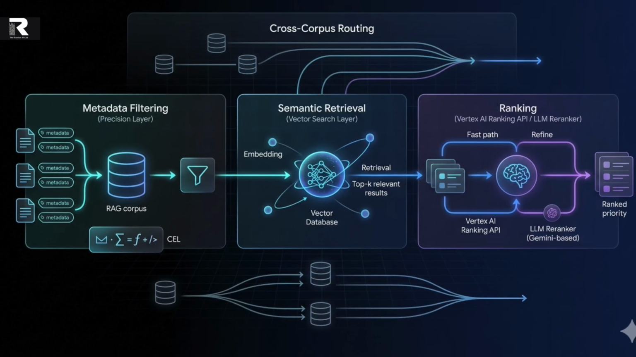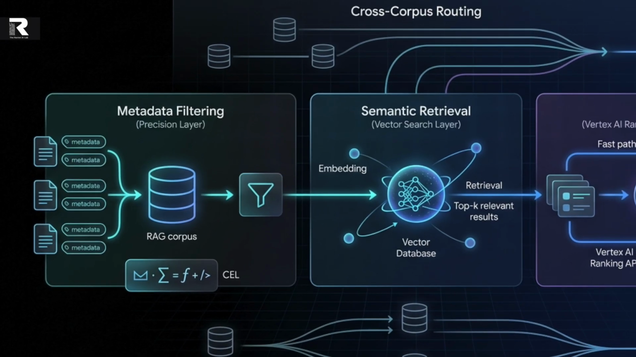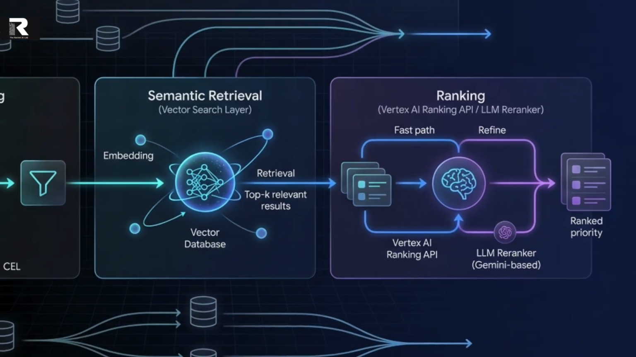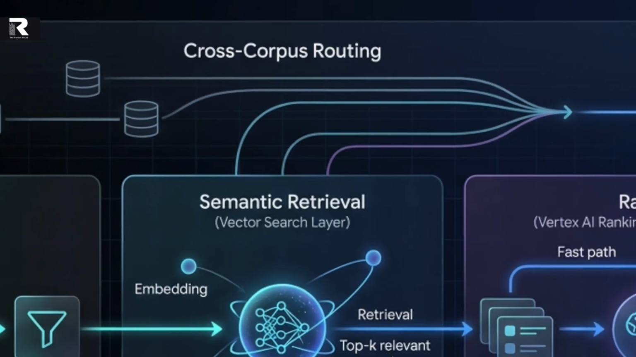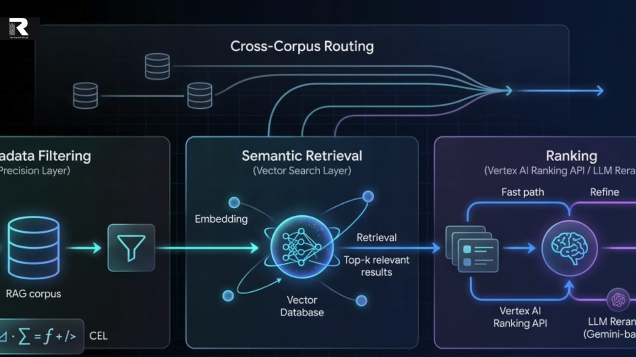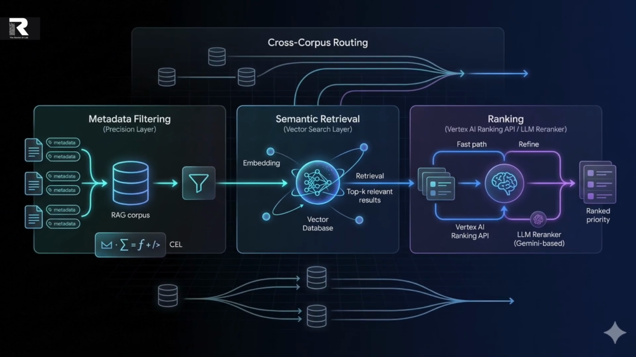Key takeaway: metadata filtering improves precision before retrieval. Ranking improves relevance after retrieval, and cross-corpus routing enables intelligent multi-dataset search. Together, these layers ensure the RAG engine delivers highly relevant, structured, and context-rich information to the model.